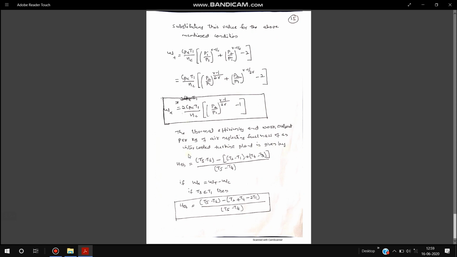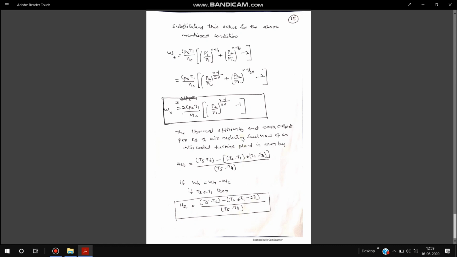Now the thermal efficiency and work output per kg of air, neglecting the mass of the intercooler, is given by thermal efficiency equal to (T5 minus T6) minus (T2 minus T1) plus (T4 minus T3), divided by (T5 minus T4). Then if the actual work equal to WT minus WC and if T3 equal to T1, then thermal efficiency is equal to (T5 minus T6) minus (T4 plus T2 minus 2T1), divided by (T5 minus T4).